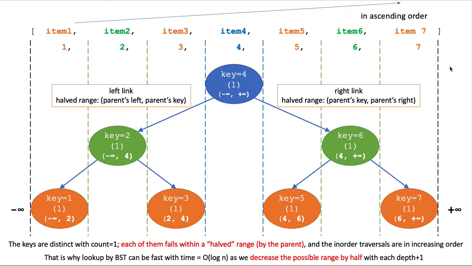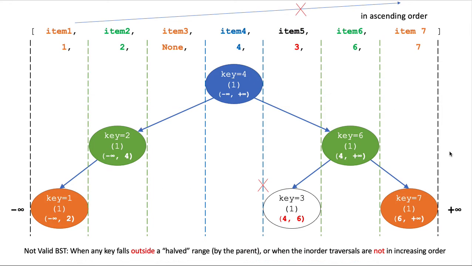Importantly, to validate the binary search tree, we'll use the half search range here for the left link and for the right link. We're going to do this recursively from the top node, the parent node, to the bottom node, the child nodes. Here's an example of an invalid binary search tree. As you can see here, this node has a key equal to 3, but the valid search range is between 4 and 6. So the key falls outside the search range. Therefore, the whole binary search tree is invalid.